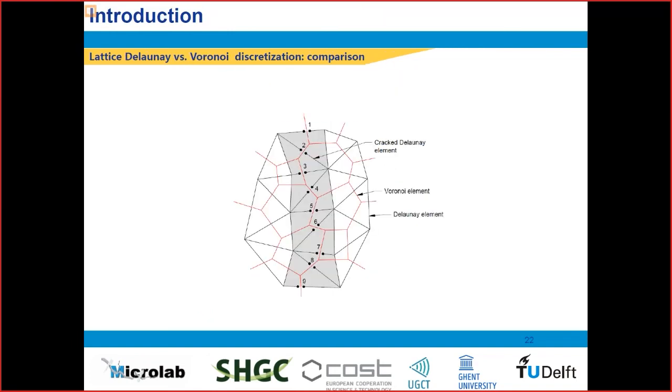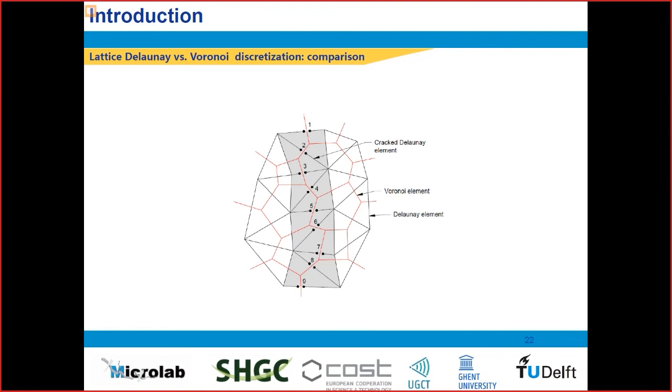So we talked about how it was actually more convenient to use Delaunay discretization rather than Voronoi for uncracked material. But what happens when we have a crack?